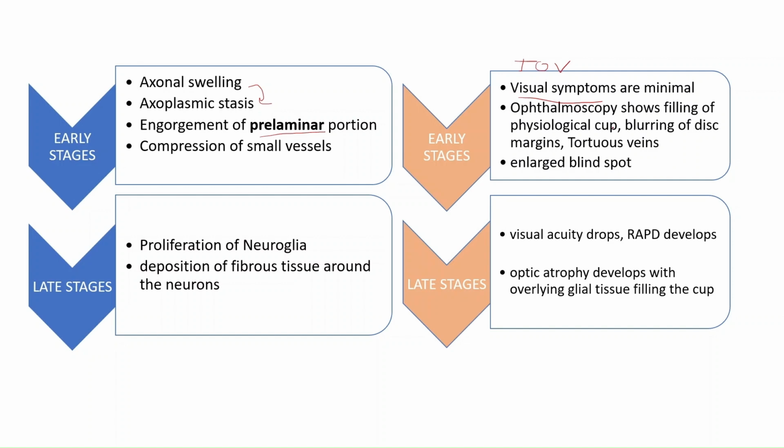Ophthalmoscopy shows filling up of the physiological cup and blurring of the disc margins associated with the enlarged blind spot. In later stages, there is proliferation of the glial tissue present around the axons, leading to deposition of fibrous tissue. In late stages there is further loss of axons leading to visual acuity drop. In the early stages there is no effect on optic nerve function. So optic atrophy develops in later stages only.